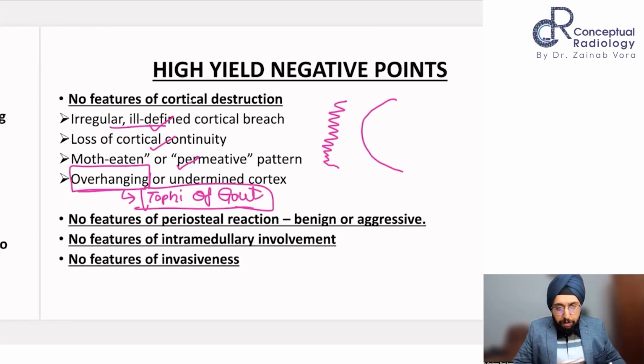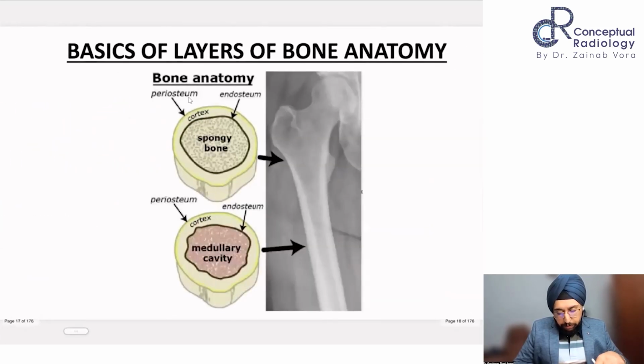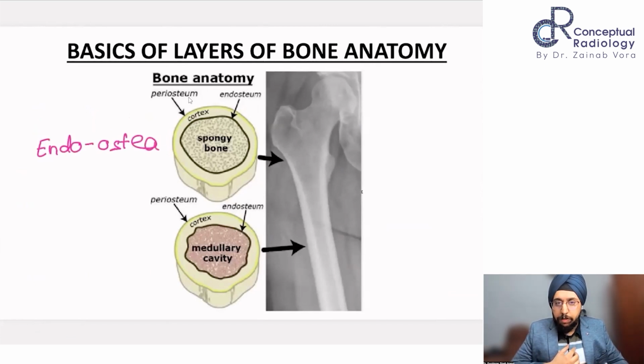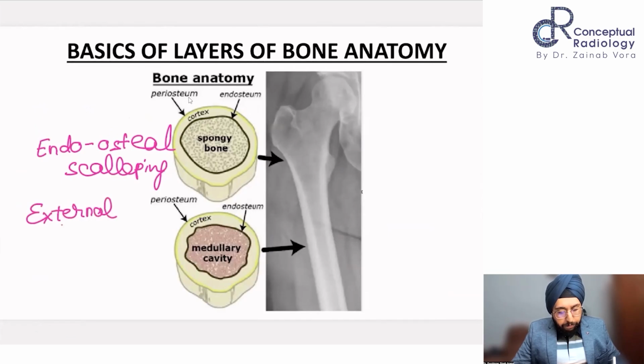Okay, so no features of periosteal reaction, no features of intramedullary involvement, no features of invasiveness. So we see that there is some benign soft tissue abnormality which is causing a pressure remodeling of the distal phalanx, the shaft of the distal phalanx. Okay, there are two terms which you should not confuse. One is your endosteal scalloping. Okay, you must have used this term in the tumors, in the intramedullary tumors. Okay, and one is your external pressure induced scalloping. Okay, what we are talking about right now.